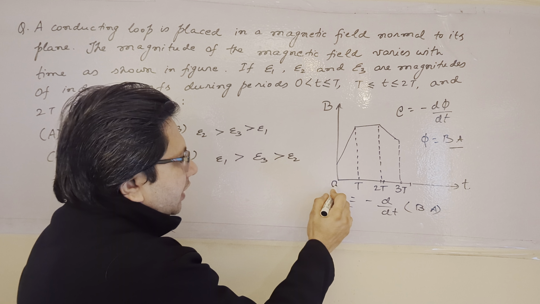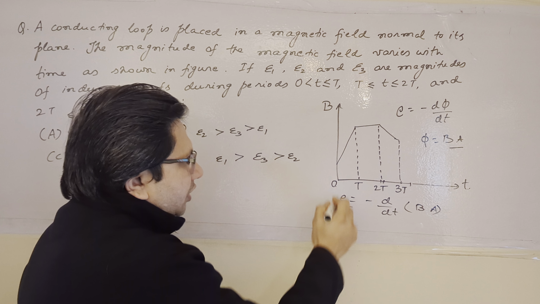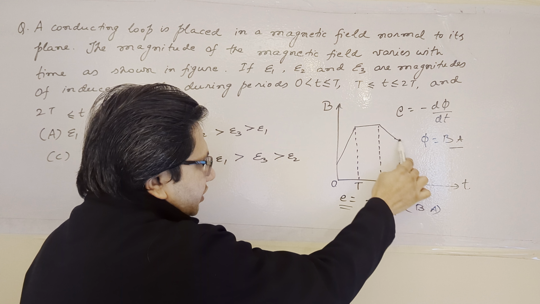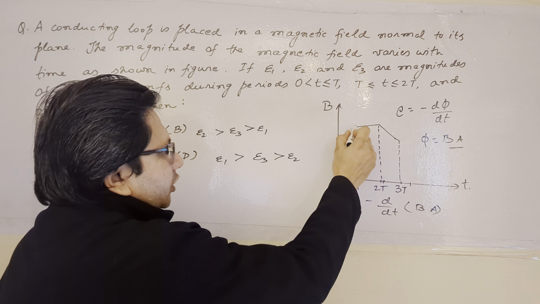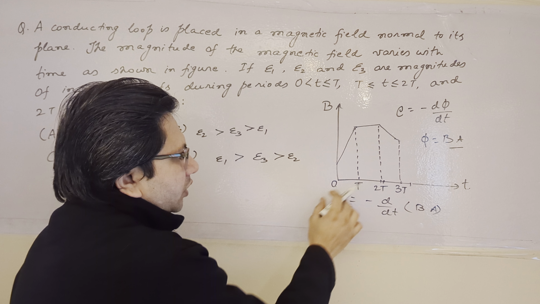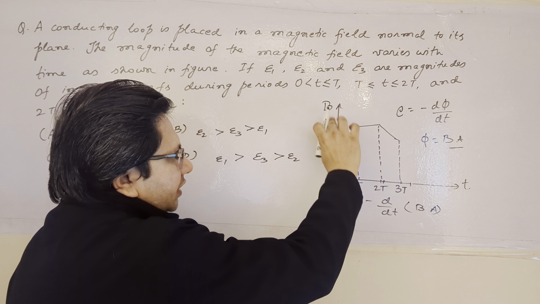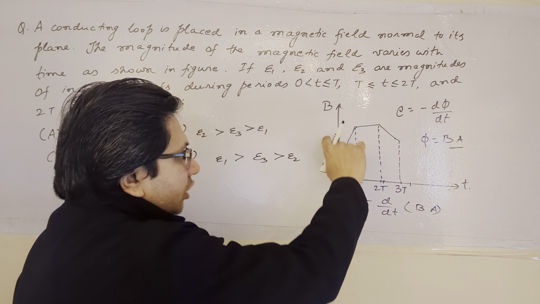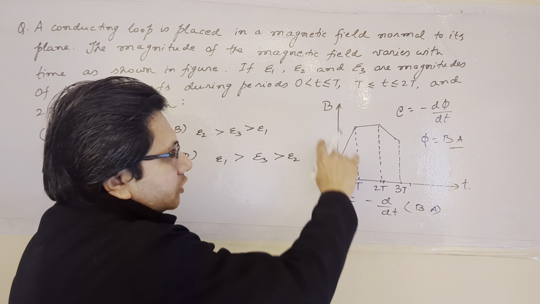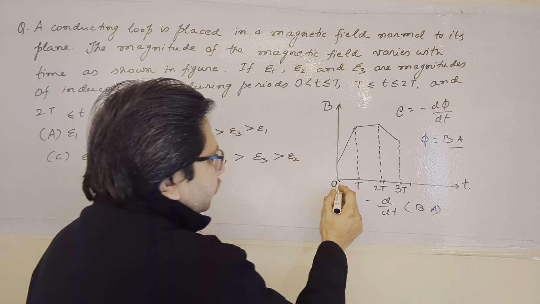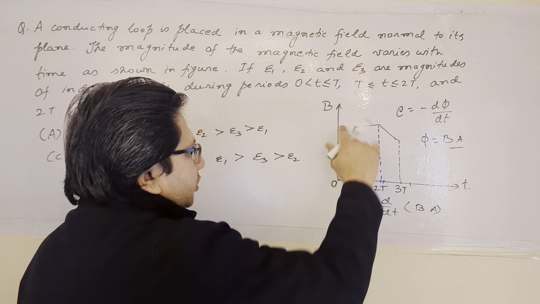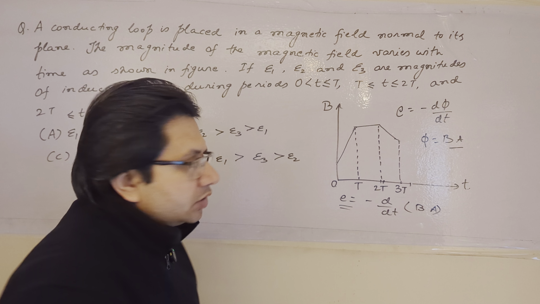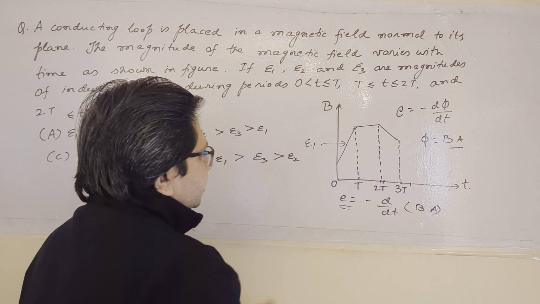So we have to check for which region the slope is large. For example, if we analyze the region between 0 to T, then this slope is very large as compared to this slope as well as this slope. Slope is the change in the y-axis upon the change in the x-axis. In the x-axis, the durations are the same, so we have to check for which interval the change in the y-axis is maximum. We can easily see that for the interval 0 to T, there is a maximum change. The slope is largest, and when the slope is largest, the induced EMF is largest. So E1 is largest.